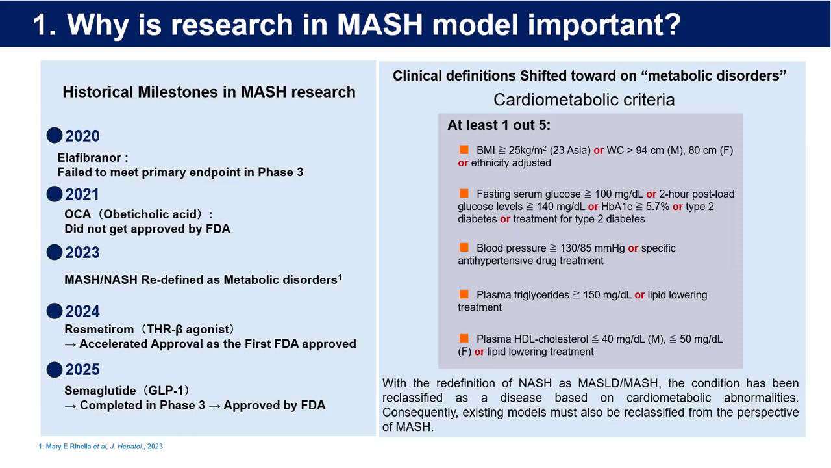The cardiometabolic criteria are shown here. Since 2021, NASH has been redefined as MASLD/MASH, and the disease has been classified as one based on metabolic abnormalities. As shown on the left side, the phase of drug discovery has changed, and as shown on the right side, the definition of the disease has also changed. As a result, the importance of model selection has increased significantly.